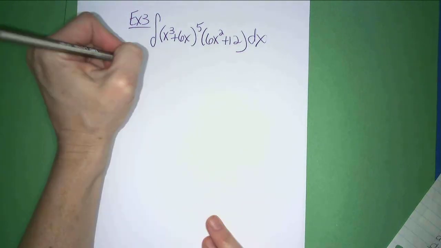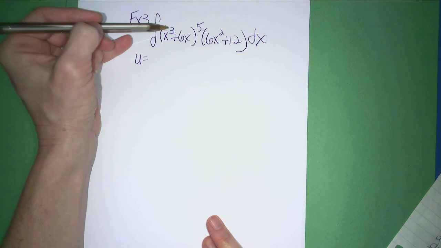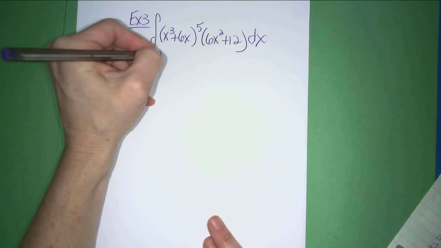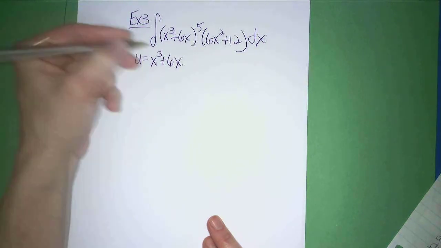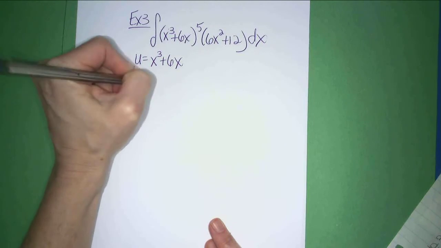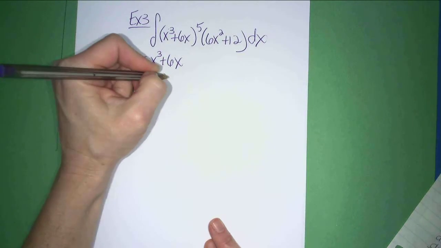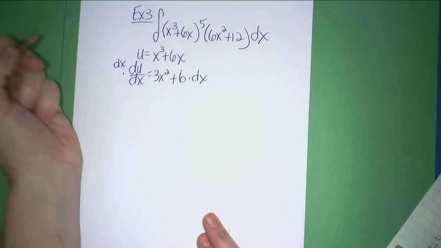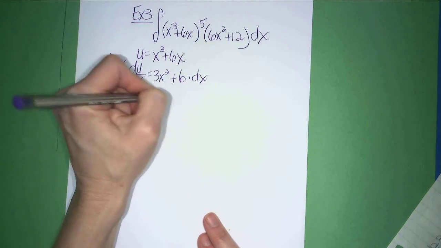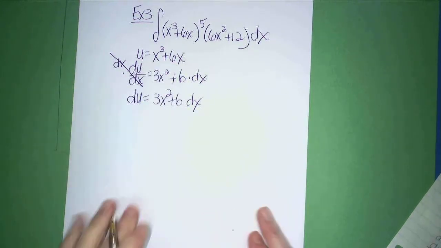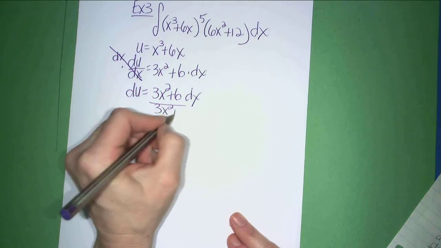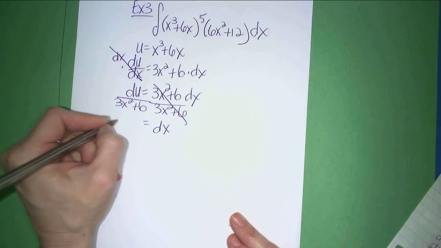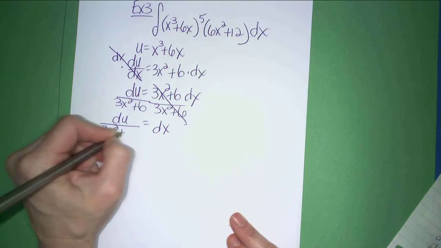Okay, I'm going to let my u be this front runner here, the higher power. It's raised to the higher power here, so I'm going to do x cubed plus 6x. The derivative of u with respect to x is 3x squared plus 6. Multiply by dx on both sides: du equals 3x squared plus 6 dx. And then divide both sides by 3x squared plus 6. So my dx is equal to du divided by 3x squared plus 6.